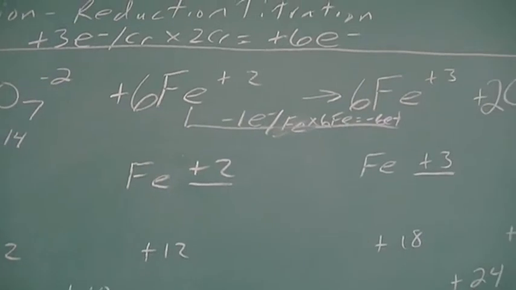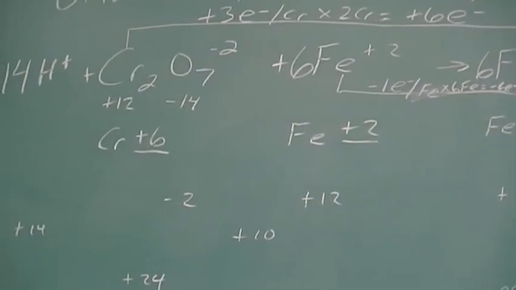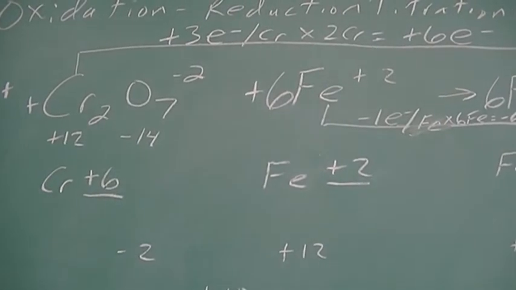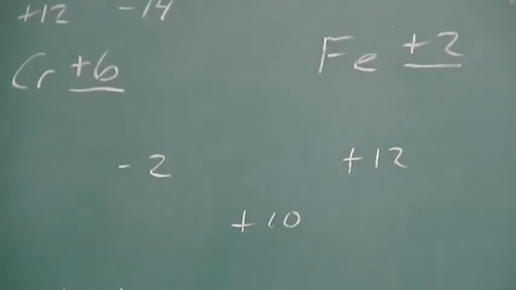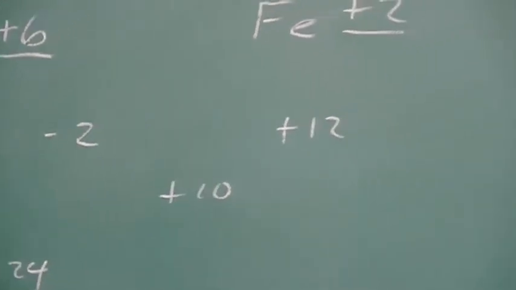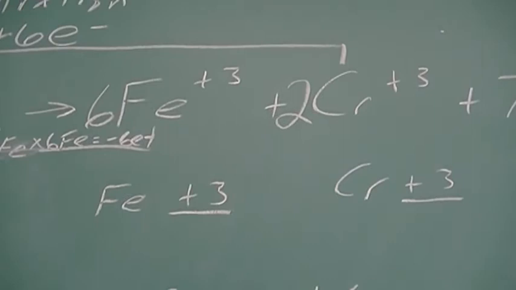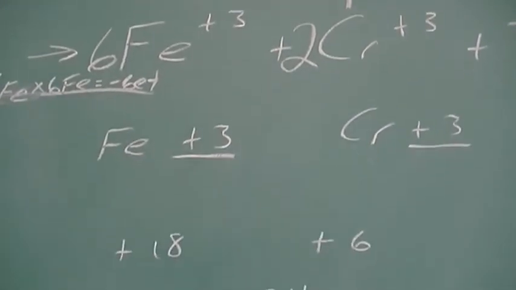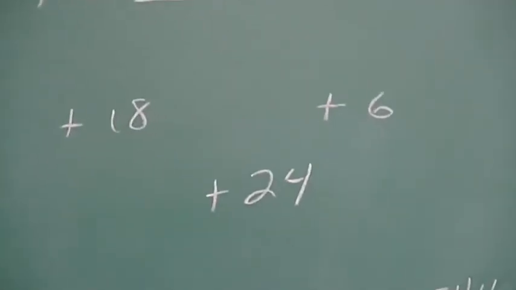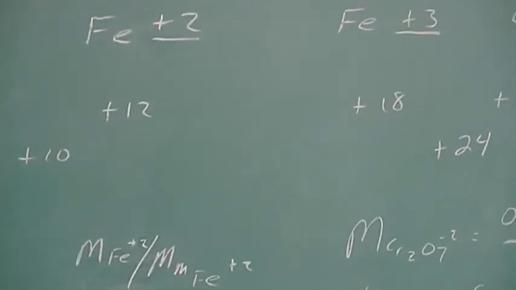Alright, and once we balanced our electrons gained, electrons lost, then we do the overall charge. So the overall charge of the dichromate is -2. Now we have 6 iron plus 2s. That gives you a +12. And so the overall charge on the left side is a +10. When we go to the right side, we have 6 iron plus 3s, for a total of +18. We have 2 chromium plus 3s for a total of +6. So on the right side, we have a total of +24. And so we have a +10 and a +24.